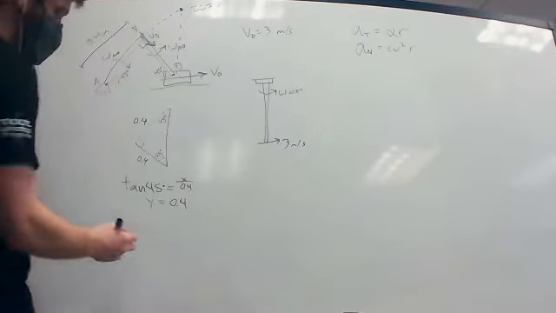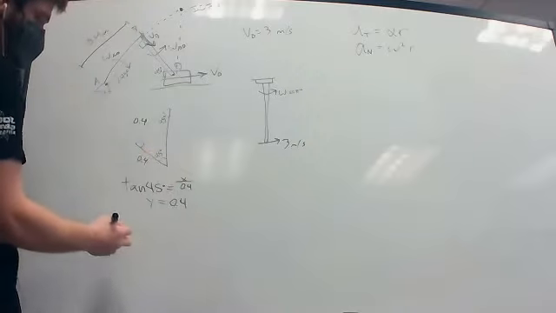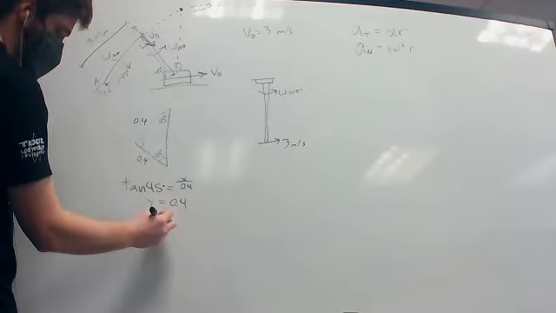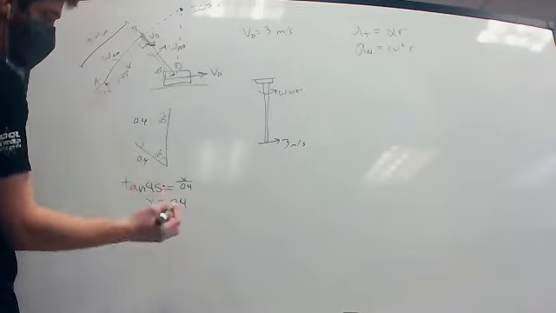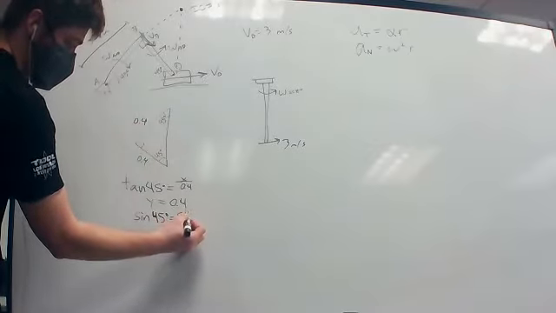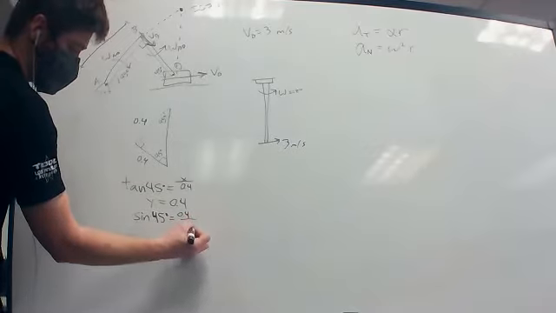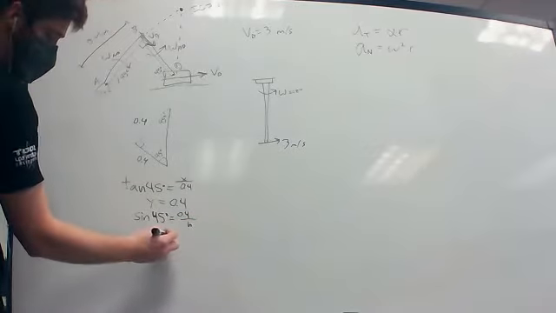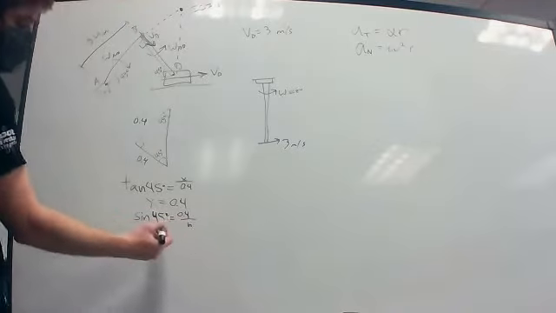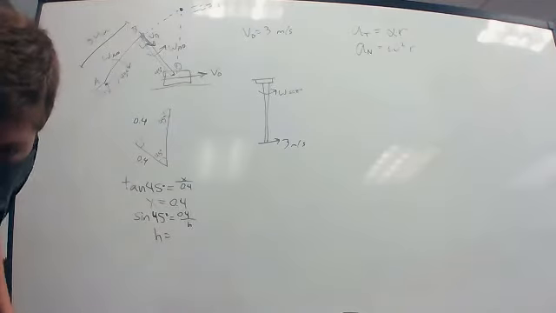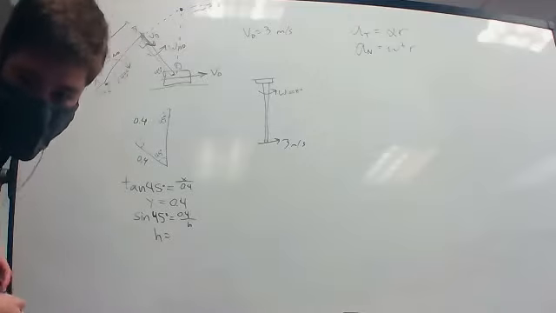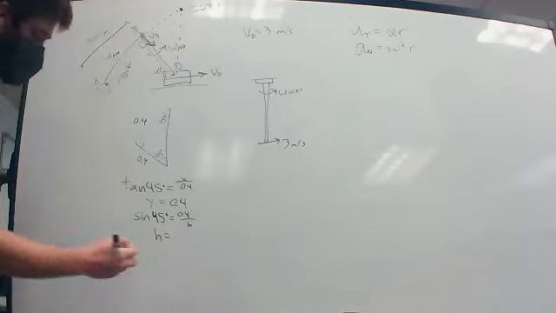So then we could say, using this same angle, sine of 45 equals opposite over hypotenuse, 0.4 over hypotenuse. I'm going to use h for hypotenuse. So then h, you multiply that over, divide by your sine. So you're doing 0.4 divided by sine 45. You can solve for the hypotenuse value, which is 0.566 meters.